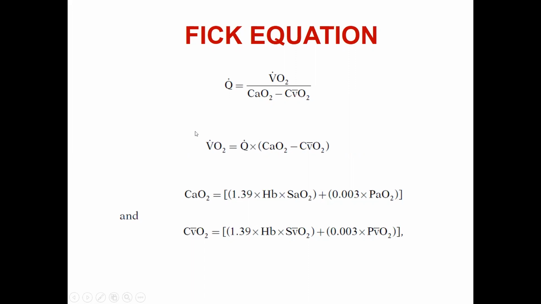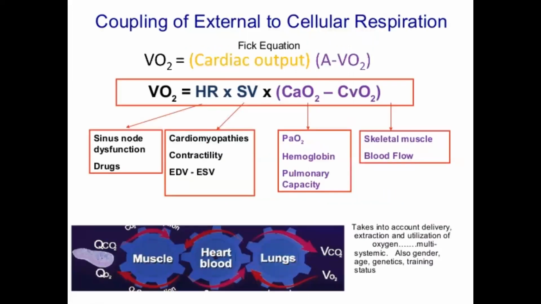So it has to be in the context of knowing what the hemoglobin is, all right? Now, just going over where the problems can occur. VO2 can also be written as heart rate times stroke volume, that equals cardiac output, times the arterial venous oxygen content. Let's start from the right.